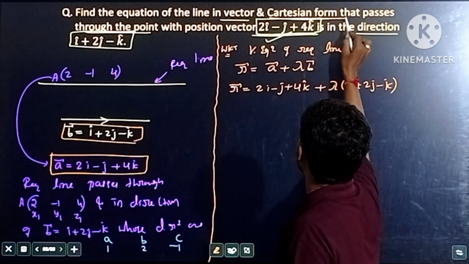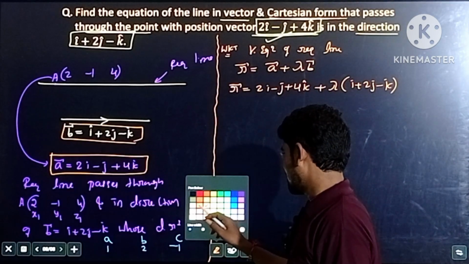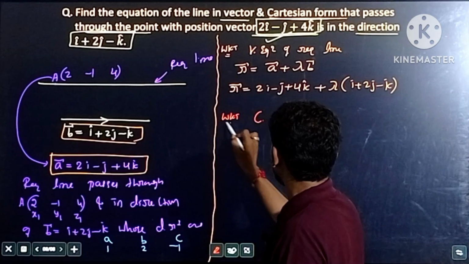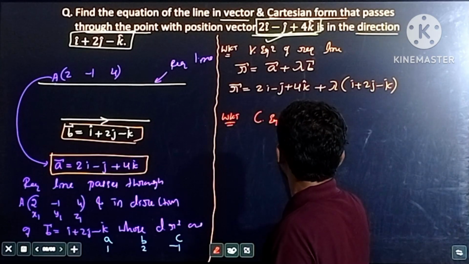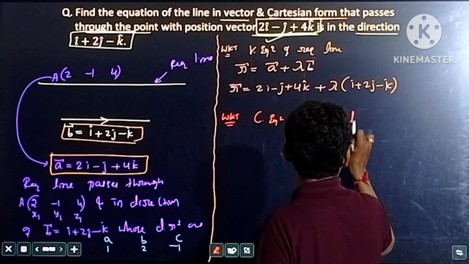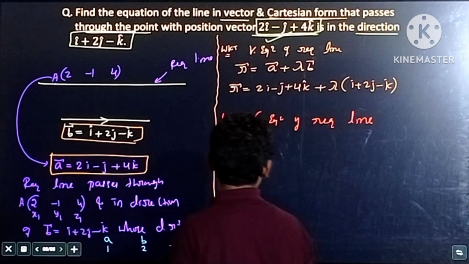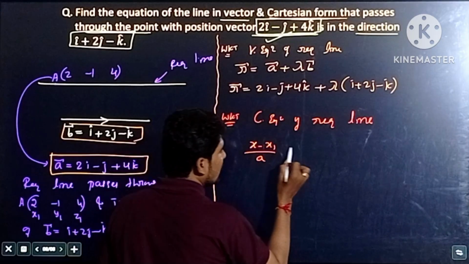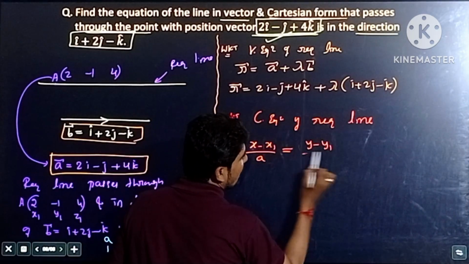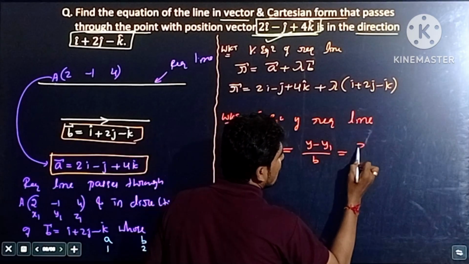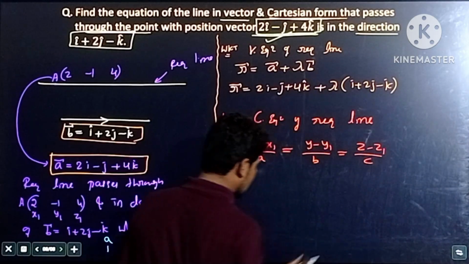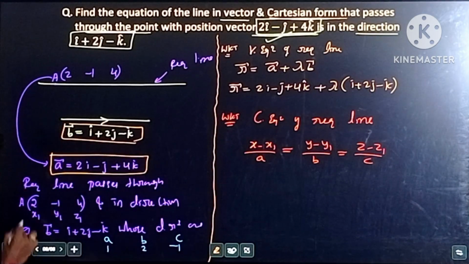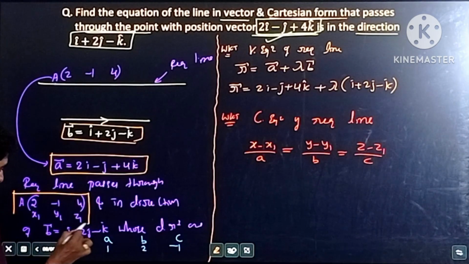Now we also need the Cartesian form of the equation. So we know that the Cartesian equation of the required line is (x minus x1) divided by A equal to (y minus y1) divided by B equal to (z minus z1) divided by C. Here the values of x1, y1, z1 are nothing but 2, -1, 4.